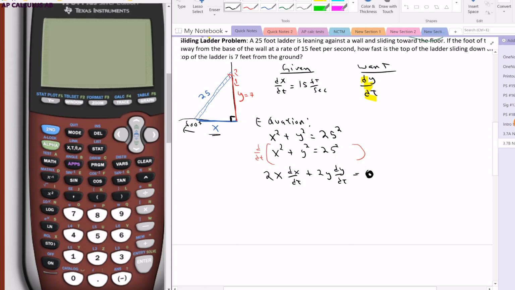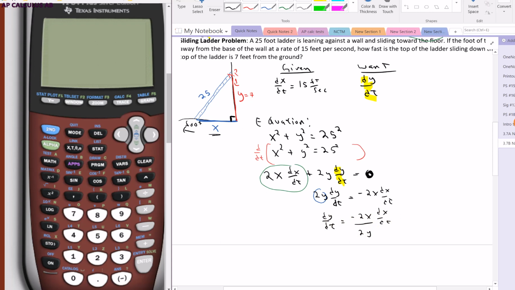And then our goal is to find dy dt, right? Our goal is to find this. So I can start trying to solve for that. Let's move this 2x dx dt to the other side by subtracting it, and we'll get 2y dy dt equals negative 2x dx dt. And then we can divide both sides by this 2y, and we'll get dy dt equals negative 2x dx dt over 2y.